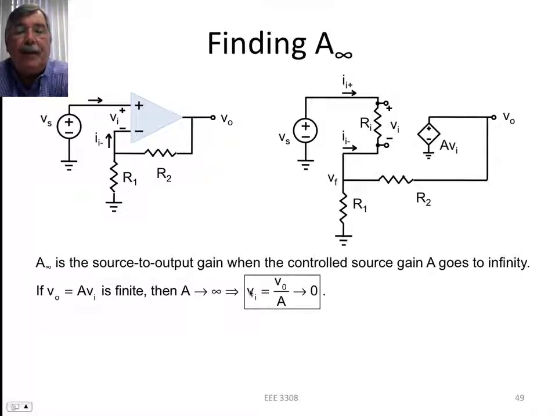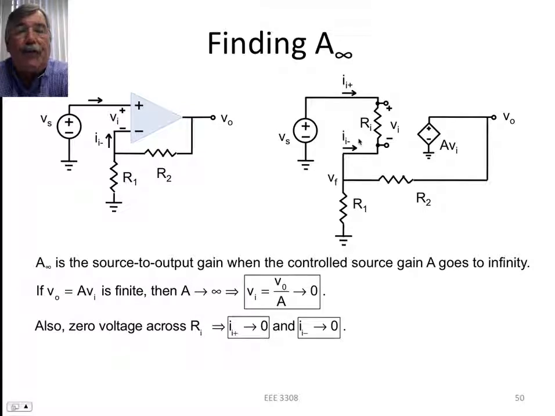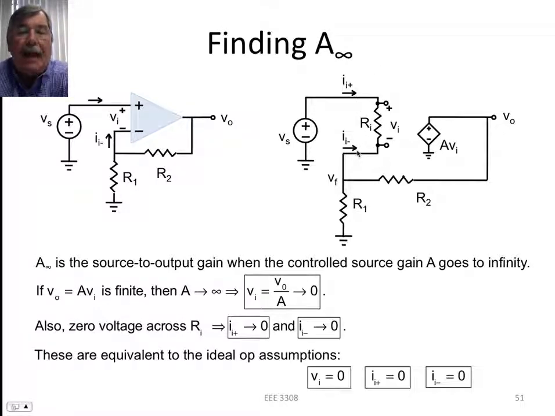If A goes to infinity, it should be clear that VI goes to 0. And that is the assumption we're going to make. So when we say that A is infinite, we really mean that the input voltage goes to 0. The second thing that comes out of that is whatever this input resistance is, if the voltage across this resistor is 0, that means that the current flowing into this resistor is 0. So this gives us a second and third assumption or a condition, and that is that these two currents are both equal to 0.